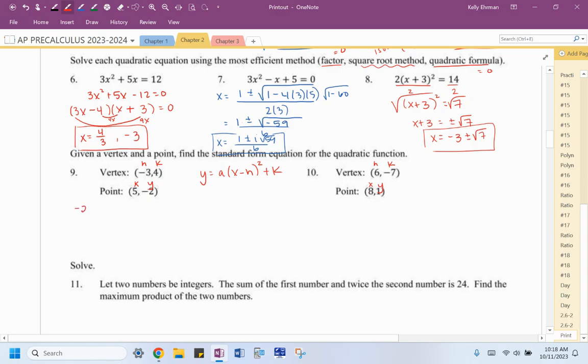So negative 2 equals a times 5 plus 3 squared plus 4. Subtract 4. 8 squared is 64. Divide by 64. Reduce. You can divide by 2. Once you know a, you know your equation is y equals negative 3 over 32 times x plus 3 squared plus 4.